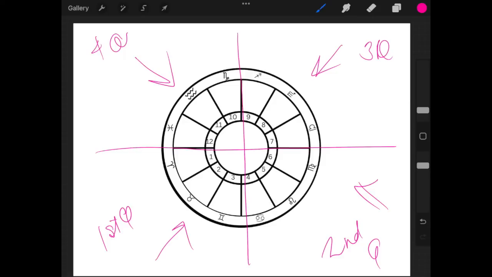Anywho, so the 1st quarter, or the bottom left quadrant, involves all of the very beginning stages of the houses and of the zodiac. So of course you have Aries, Taurus, and Gemini energy. This is essentially the building blocks of the identity. It is the spark, the fire, the flame of the soul and spirit. It is what we build, how we create, how we accumulate things because of this initial drive.